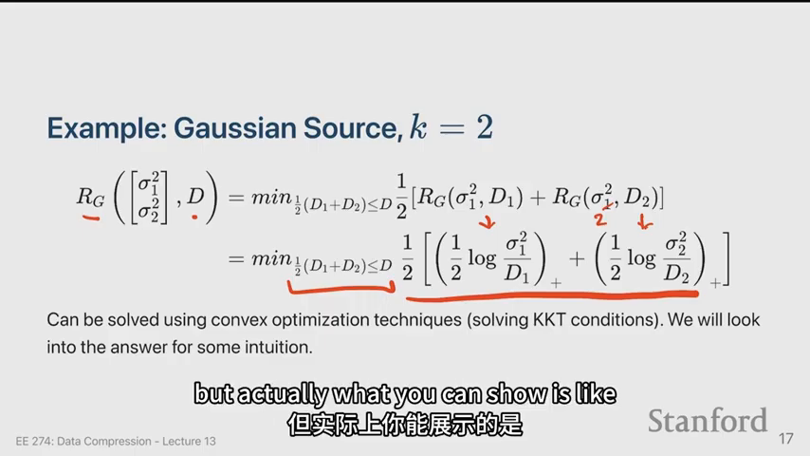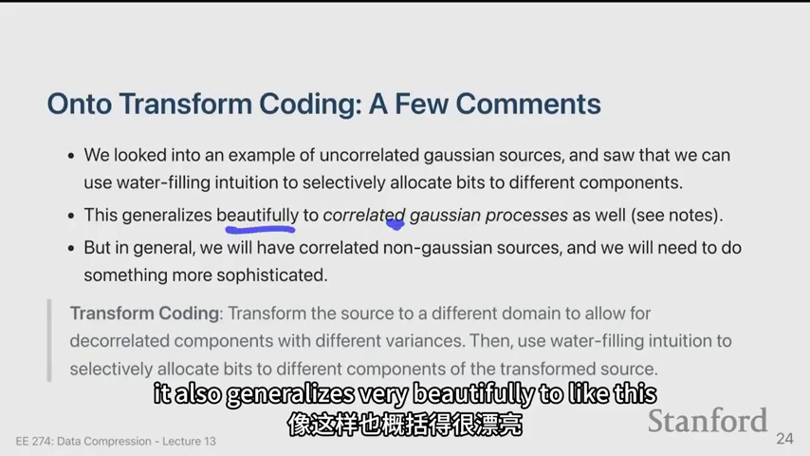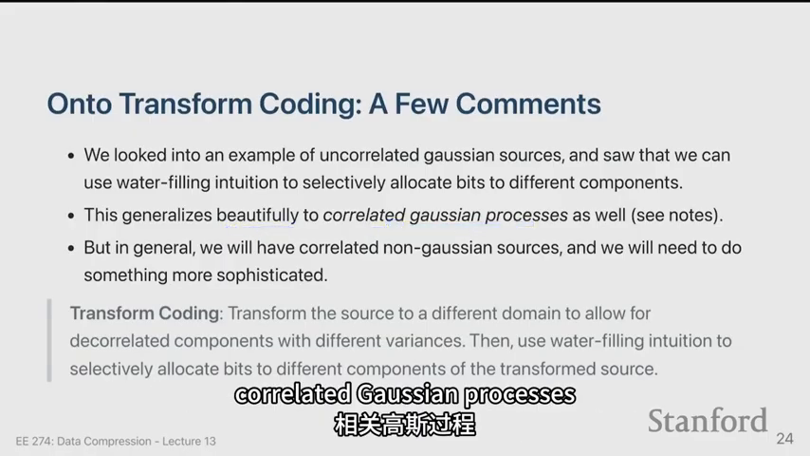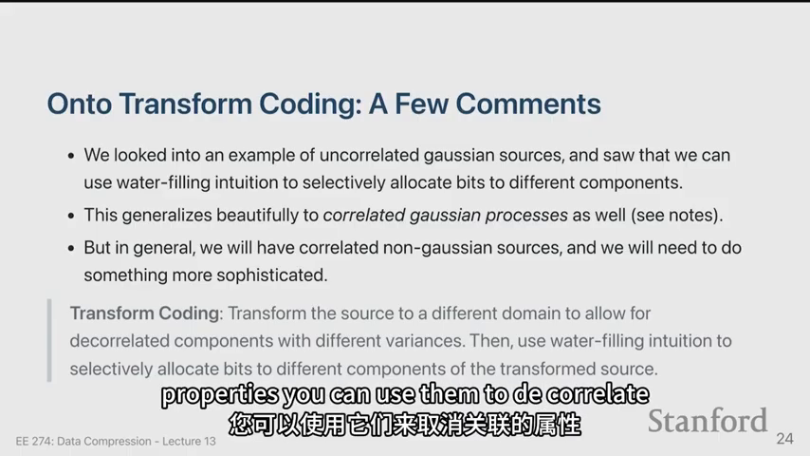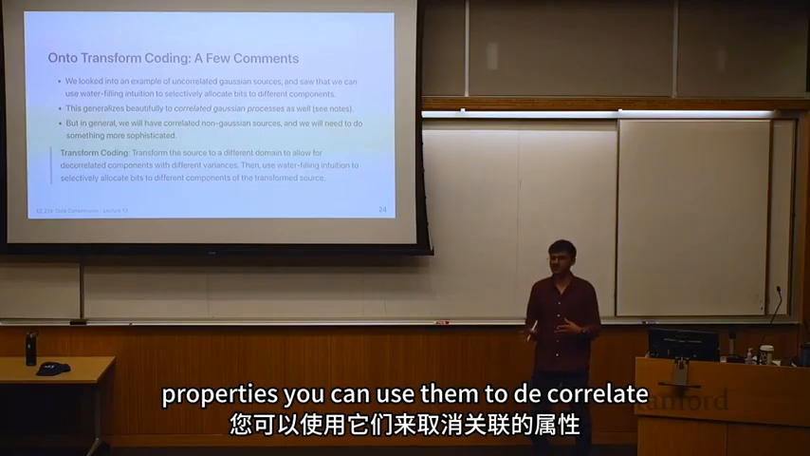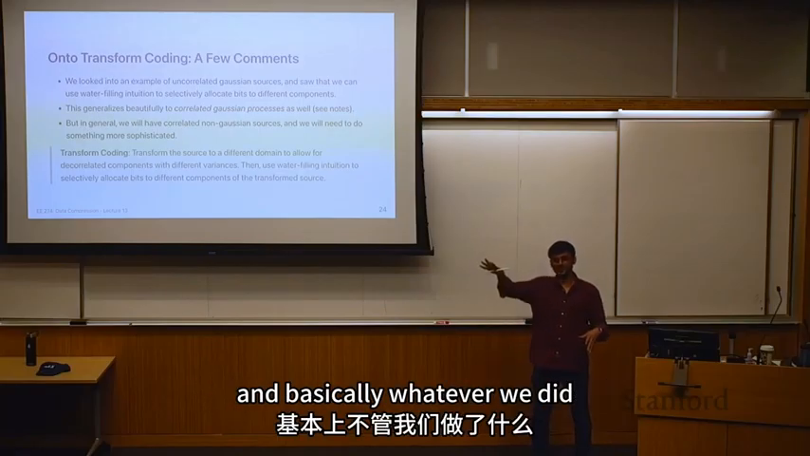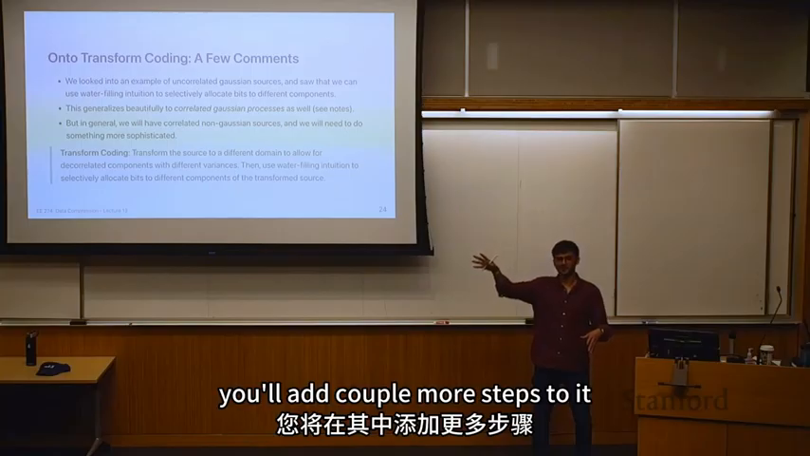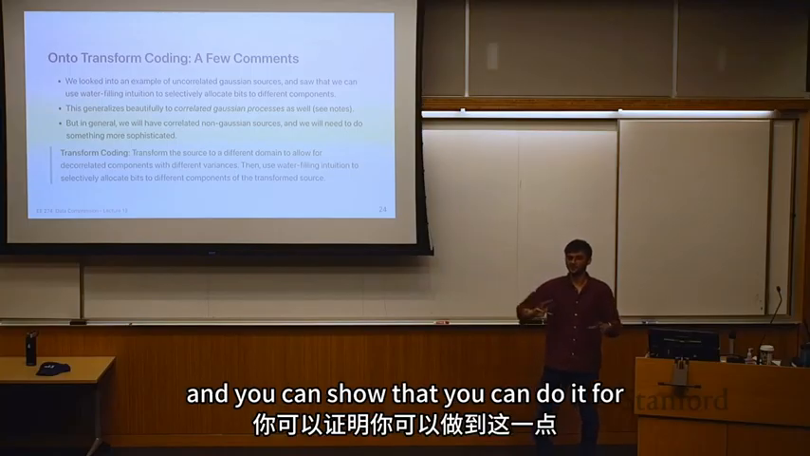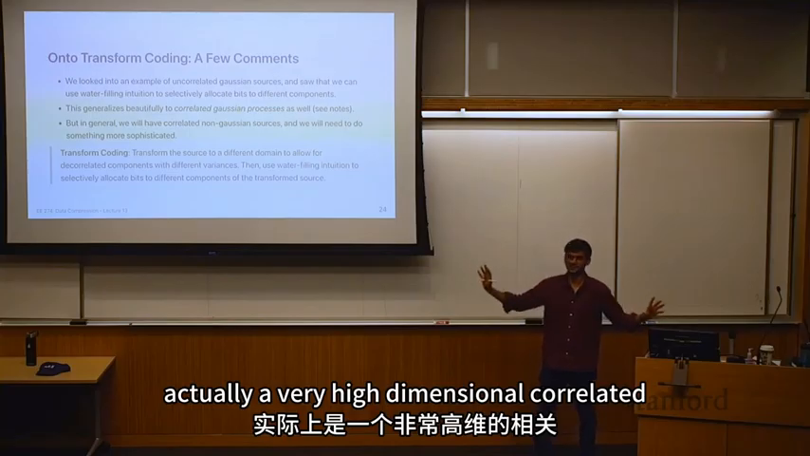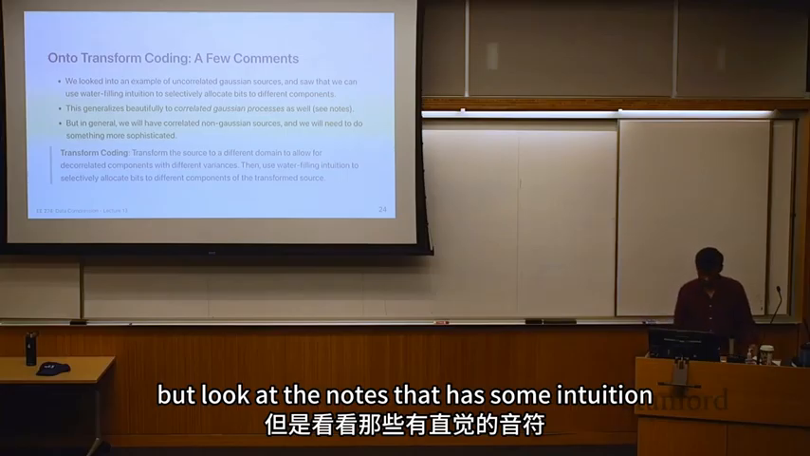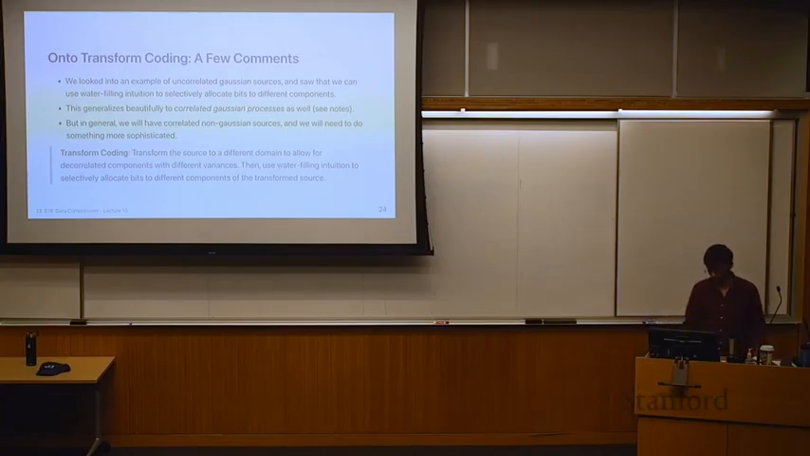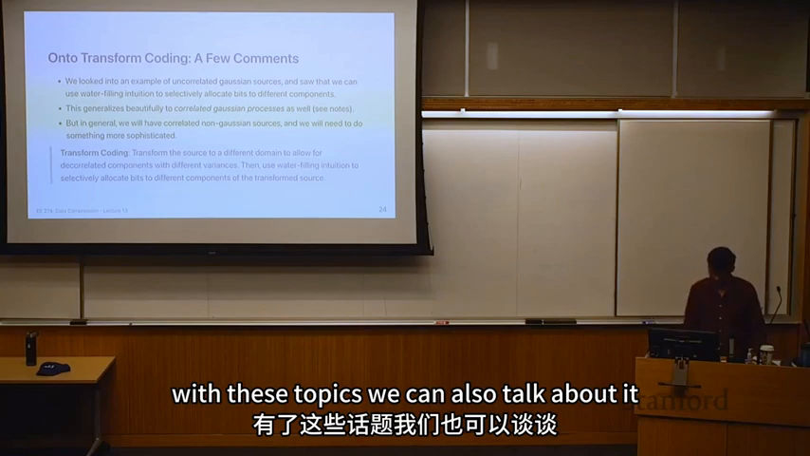But actually what you can show is that it also generalizes very beautifully to correlated Gaussian processes, because Gaussian processes have lots of very nice properties. You can use them to decorrelate, and basically whatever we did, you'll add a couple more steps to it. And you can show that you can do it for actually very high dimensional correlated Gaussian sources. I'm not going to cover this here, but look at the notes. That has some intuition. Or if you have done signal processing previously and are comfortable with these topics, we can also talk about it.